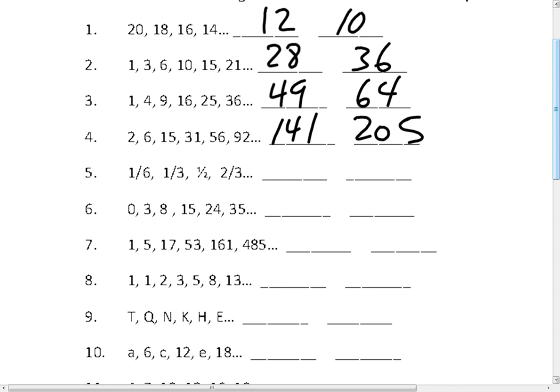Jack. 5, 6, and 1. 5 sixths, and then 1. You needed to create a common denominator. 1 sixth, 2 sixths, 3 sixths, 4 over 6, then 5 over 6, then 6 over 6.